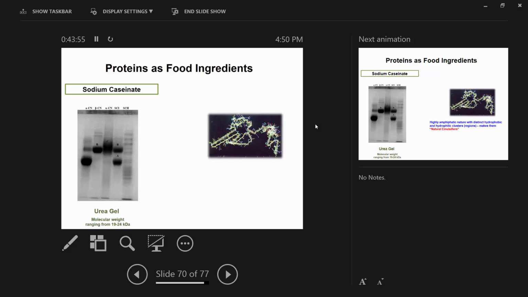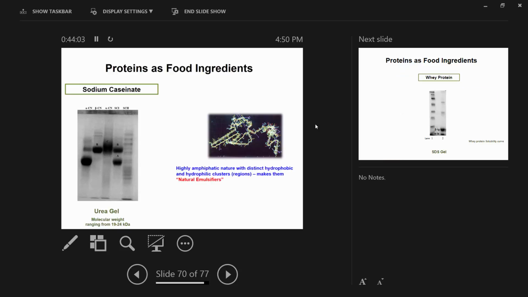The caseinate is an open structure protein, unlike another globular protein. It's a very amphiphilic type of protein. That means it has distinct hydrophobic and hydrophilic clusters that make them natural emulsifiers. So I can predict now that they will have the highest emulsification capacity.